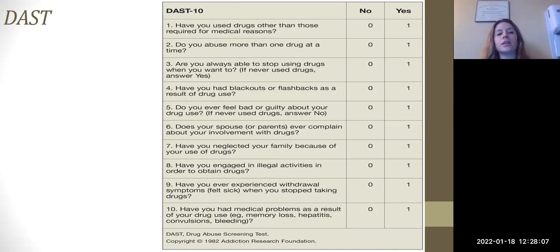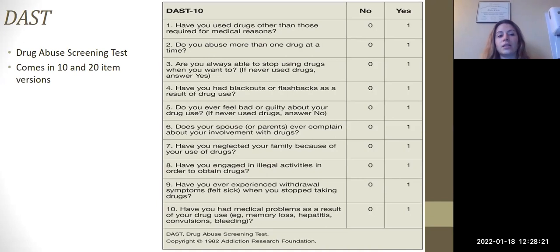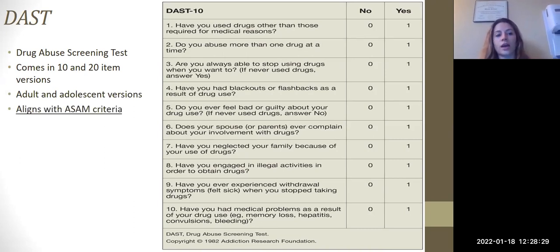A screener that we also recommend that captures substance use in general, and this can be applied to any use disorder, no matter what drug it is the person may be using, is the DAST. And this comes in a 10 or 20 item version. I'm showing you an example of the 10 item version. There's also an adult and adolescent version. So this ranges from 14 and above.